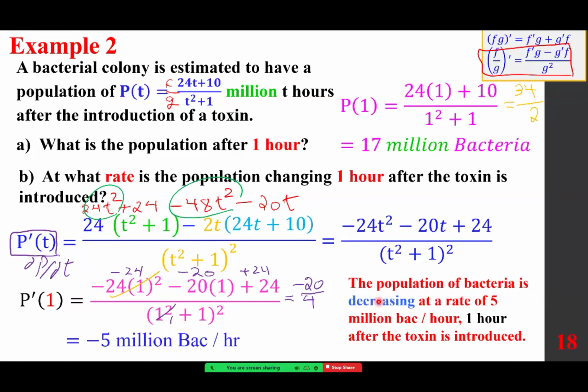Why decreasing? Because this has a negative sign. And notice we don't mention this is -5, just decreasing at this rate, because decreasing means negative. It is implied.